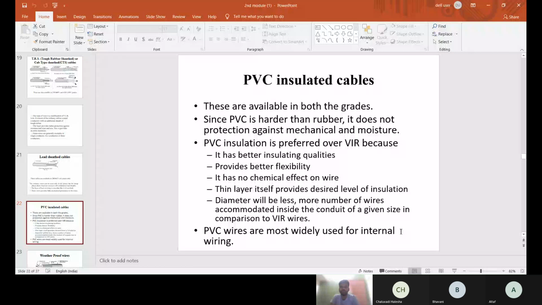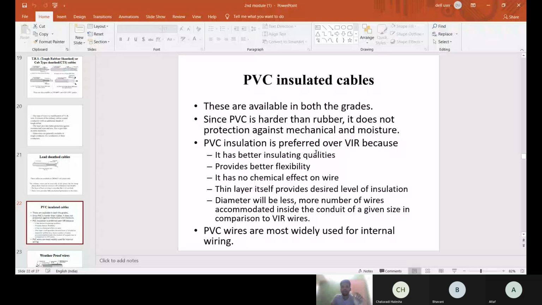It has better insulating qualities. As I told, rubber is the least insulating, and PVC is the most insulating. So PVC is harder and a good insulator compared to rubber, so obviously it has better insulating qualities. It also provides better flexibility. It has no chemical effect on wires. Rubber may react as time passes. Rubber reacts with the insulation and with the cable conducting materials. But PVC does not have any chemical effect with the wires.